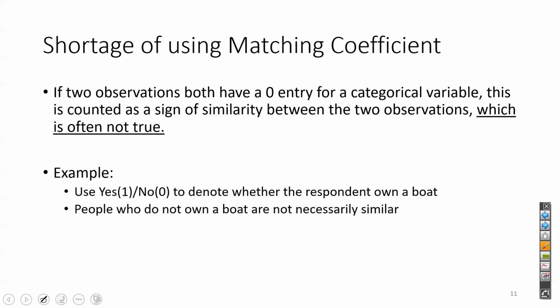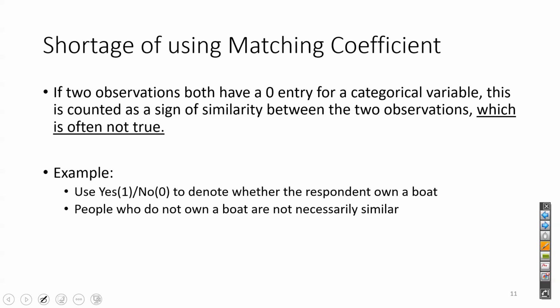One typical example would be like this. I may ask some questions about whether you own a boat or not. If there are two individuals, both owning a boat, I will say they are similar because they are rich, maybe. But if I ask two people, both do not own a boat, it doesn't mean that they are similar, because the majority of people do not own a boat.